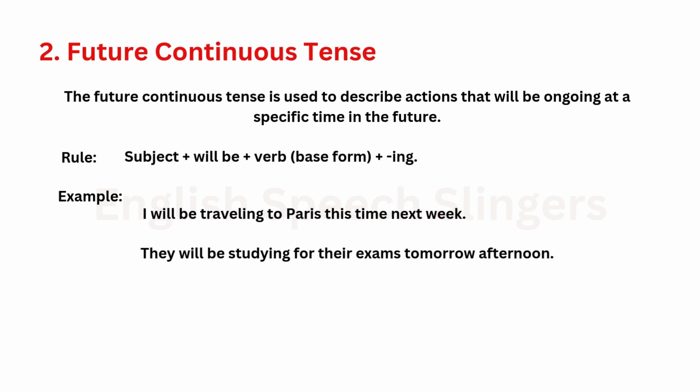They will be studying for their exams tomorrow afternoon. In this sentence, they is the subject. Will be are the auxiliary verbs. And studying is the main verb in its continuous form. For their exams tomorrow afternoon specifies what they will be doing and when.